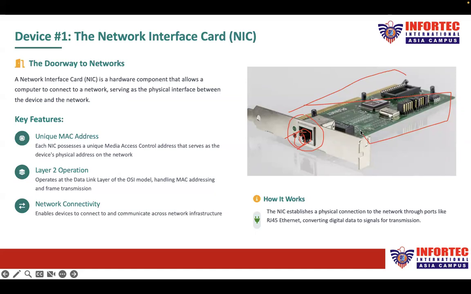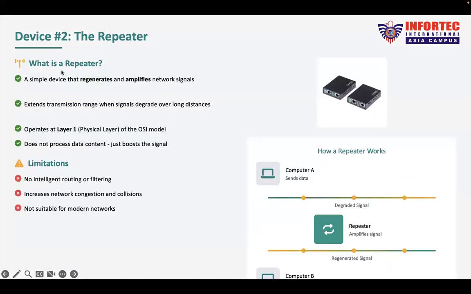If I tell you how this NIC actually works, the NIC establishes a physical connection to the network through ports like RJ45, and it converts digital data to signals for transmission. So that is what we basically do in this NIC. Without this NIC, you can't get that Ethernet connection. Ethernet connection in the sense we connect a cable, and through that cable, we do the work.